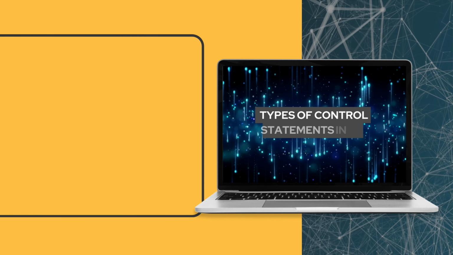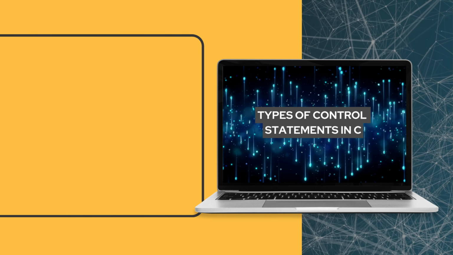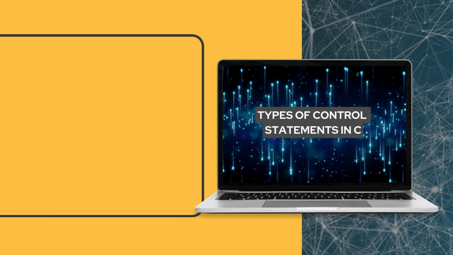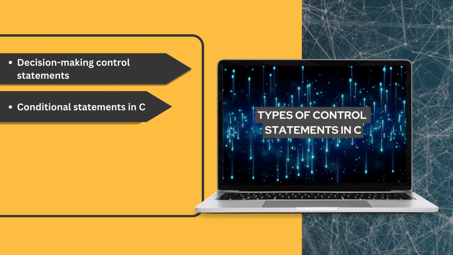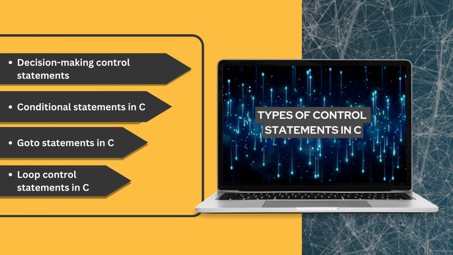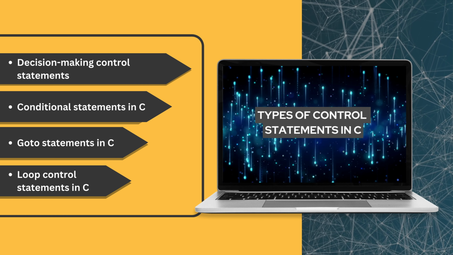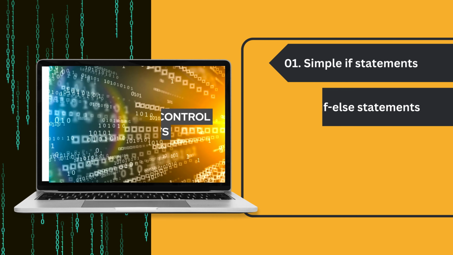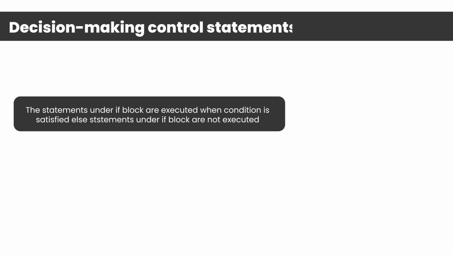Great! Now that we know what are control statements in C, let us understand the classification of control statements in C. First up, we have decision-making control statements. Then we have conditional statements, and finally, goto statements and loop control statements. First, let us understand all the decision-making control statements in depth. Decision-making control statements are simple if statements, if-else statements, nested if-else statements, and else-if ladder. Let us go through them in detail.